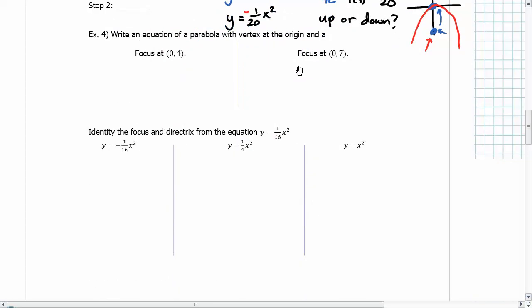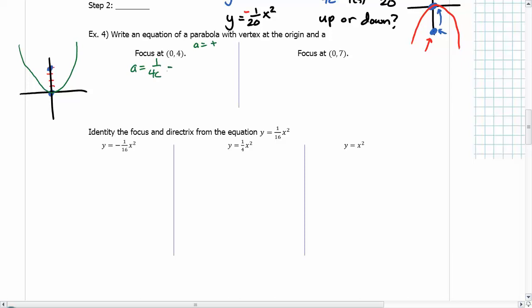Okay, so example 4 then. With the focus at 0, 4, you can sketch a quick graph, or again, there should be graph paper attached. There's a focus at 0, 4, and a vertex at 0, 0. So we know our parabola is going to contain that right there. So it's going to open up. So a is positive. Now, what is our a value?